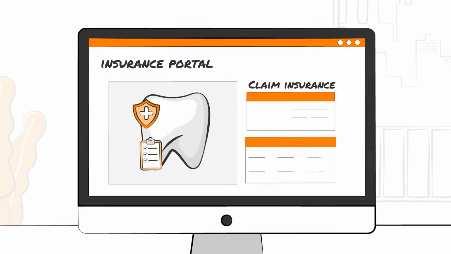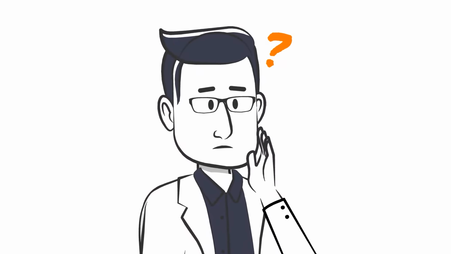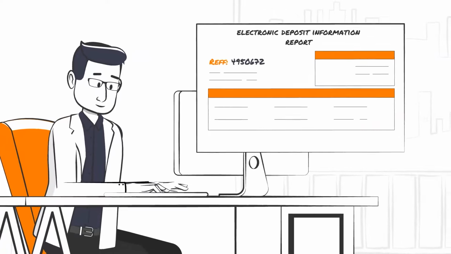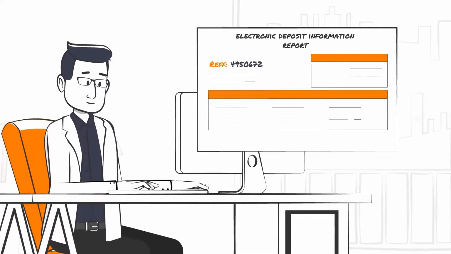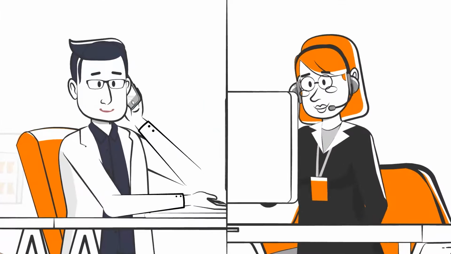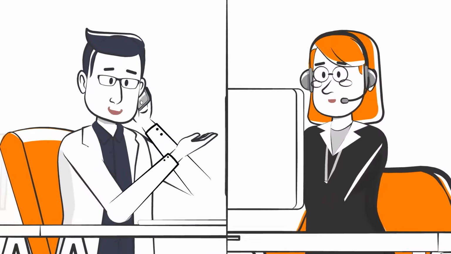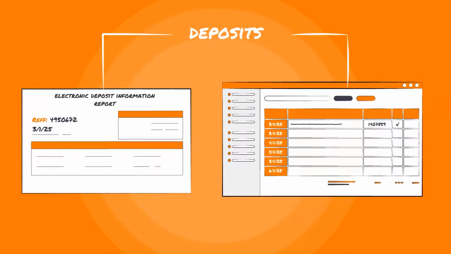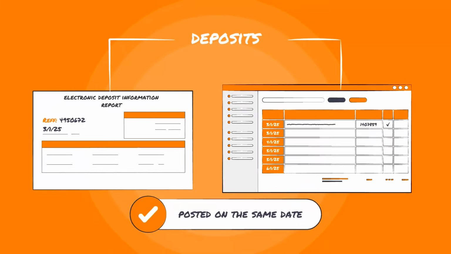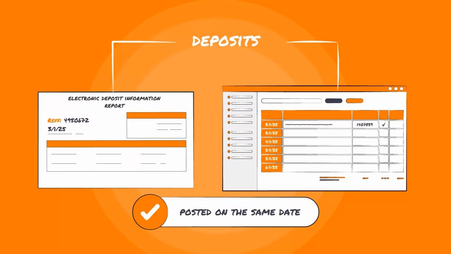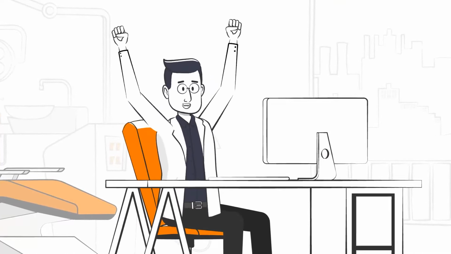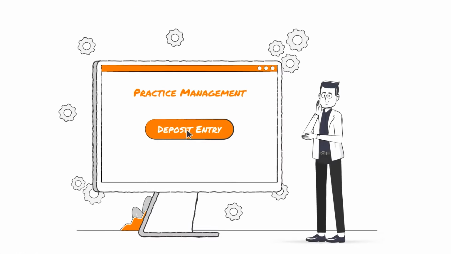You should be able to search for all claims paid for a specific check number within your insurance portal or clearinghouse. If your bank doesn't list a trace number, don't worry. Most banks offer an electronic deposit information report that can be sent to you daily, providing you all the information needed. Reach out to your banker if this is the case. It's essential that these deposits are posted on the same date in both the bank and the practice management software to avoid timing discrepancies.